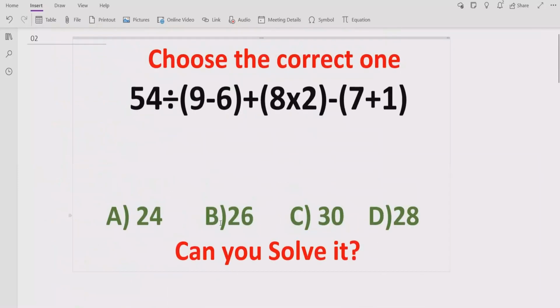If you see the answer list, answer B is the correct answer. So this is the rule, how you can solve the given expression using the PEMDAS and BODMAS method. So I hope you understand how you can solve the given expression and find out the correct result.